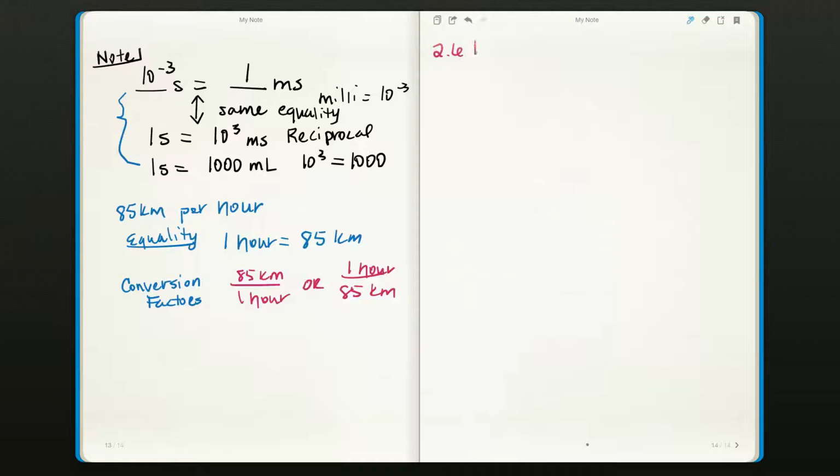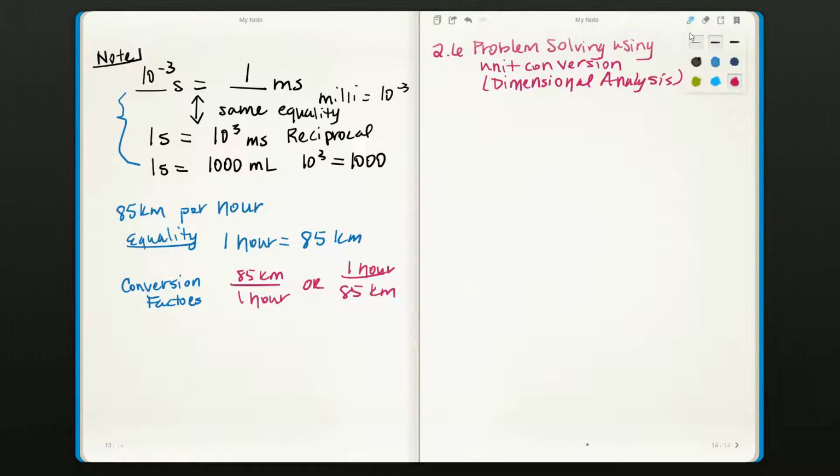6. It's called problem solving using unit conversion. Sometimes they refer to this as dimensional analysis. So if you're trying to look up more examples or refer to it in another textbook, then you might want to look up this definition too. These mean the same thing.